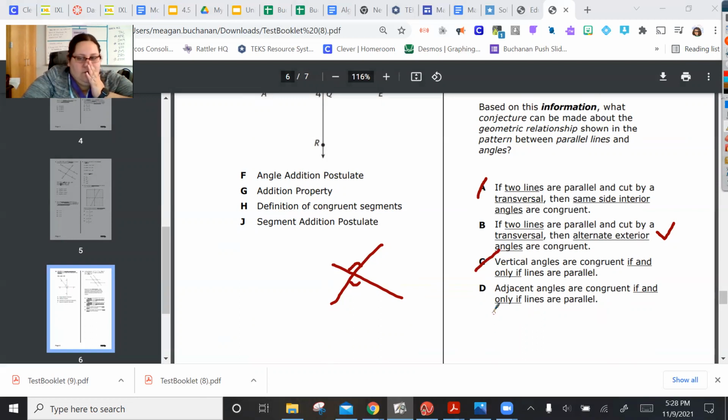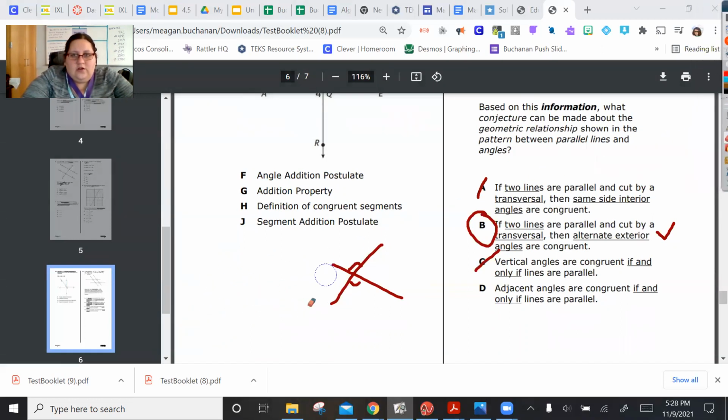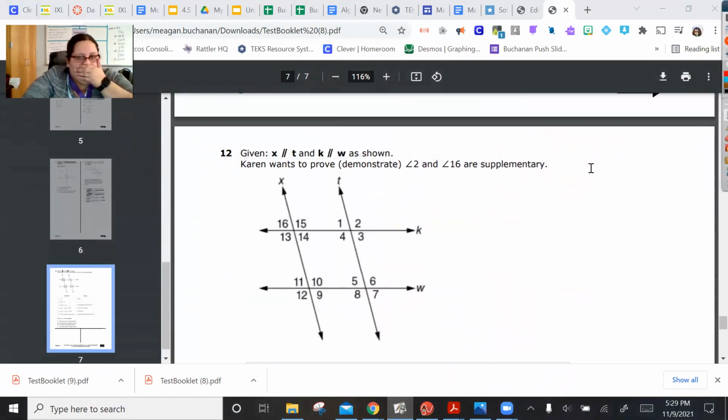Adjacent angles are congruent if and only if they are parallel. Adjacent angles means they're next to each other. So here you go, this linear pair are adjacent, but this is not congruent to this. They're completely different. So the one that makes sense is this one. Remember, if you're trying to find true information and you can find a counterexample, it is not it. We found counterexamples for all of those except for B. So B is the correct answer. Okay, last one, I think.